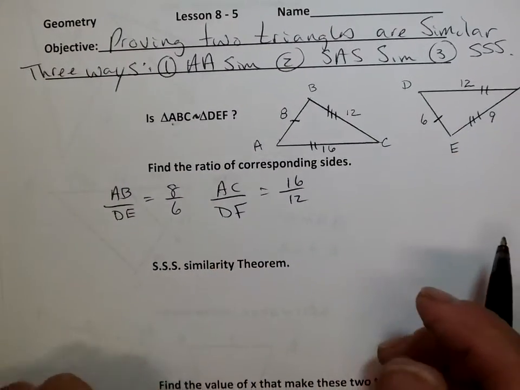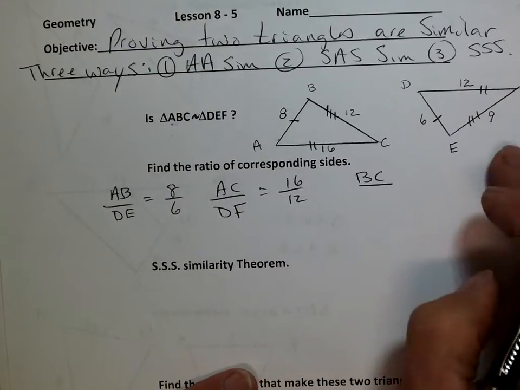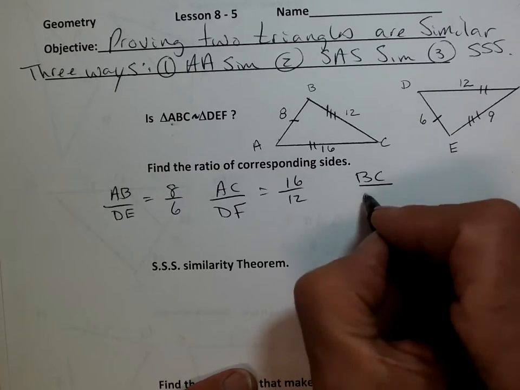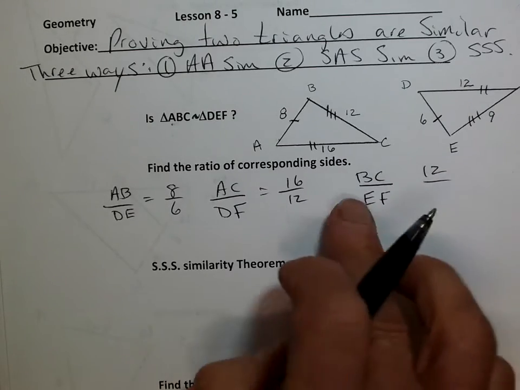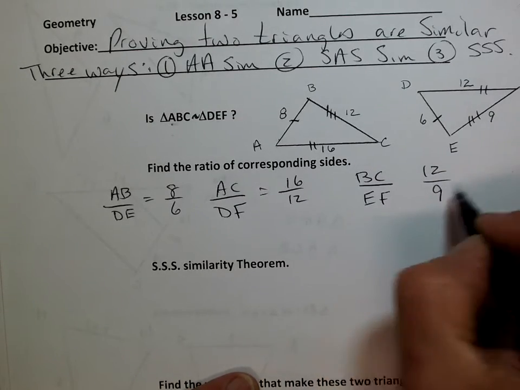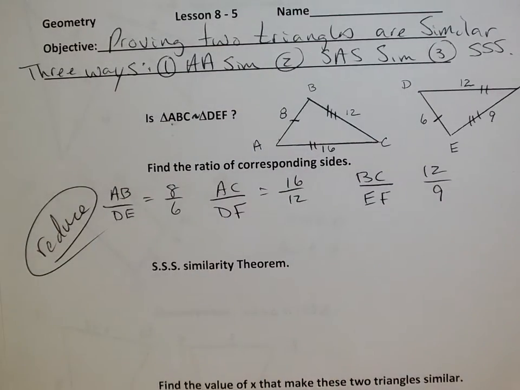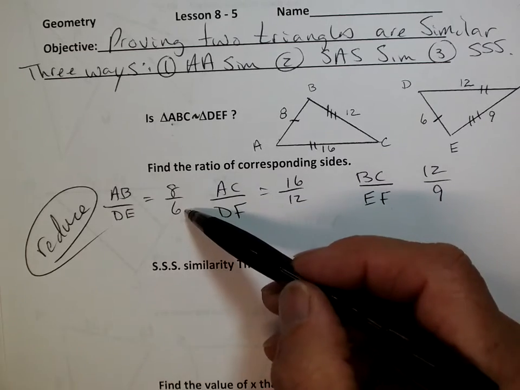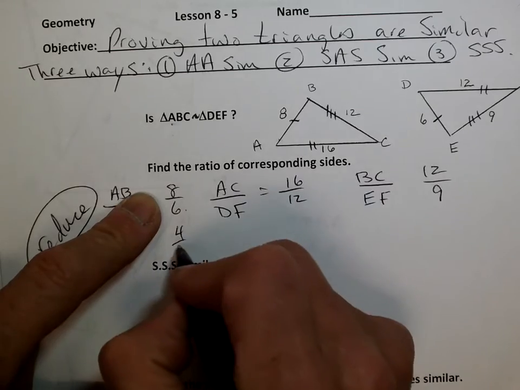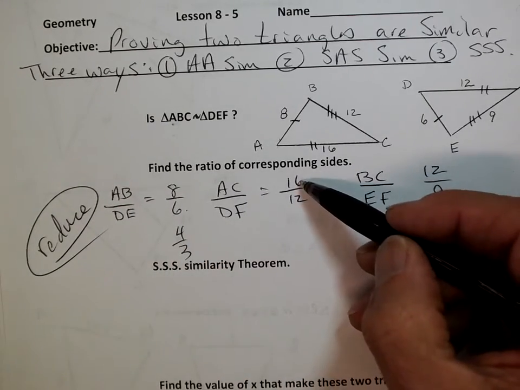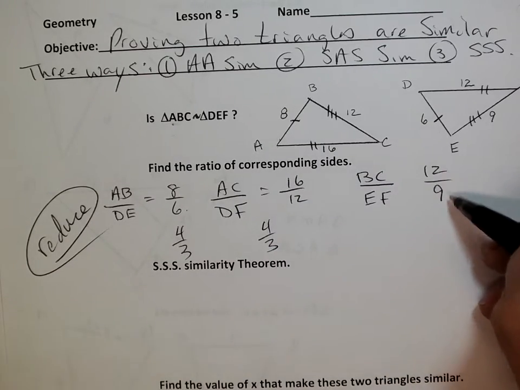And then finally, I'd say BC goes to my EF, right? So BC is 12 and EF is 9. So let's reduce all of these fractions. Okay, if I reduce all these fractions, let's see. 8 over 6 should be 4/3. You guys with me? 4/3. 8 6, same thing as 4/3. Divide these both by 4 and I get 4/3. Reduce both these by 3 and I get 4/3.